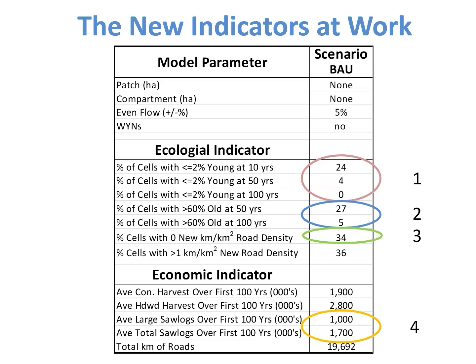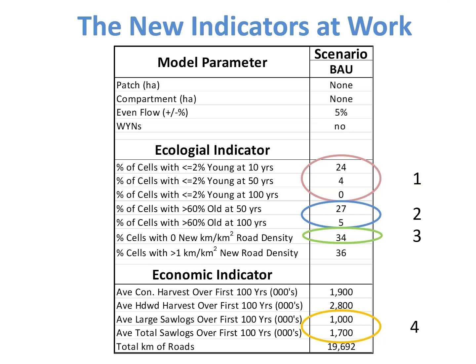So you can see here that this is the business as usual scenario, which was just no clustering, all of the existing rules, just as a baseline. And so here are the ecological indicators. Number 1 are the ones with, I didn't use 0. I actually used less than 2% of young, and I did it at 10 and 50 and 100 years to look at trends. So that's the first indicator.